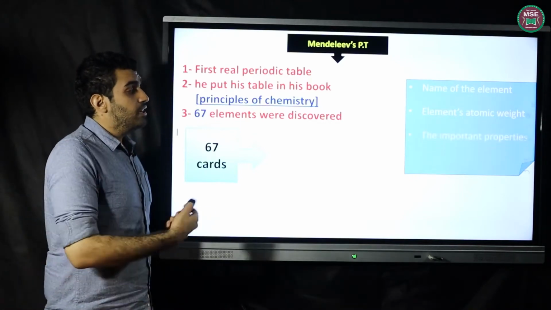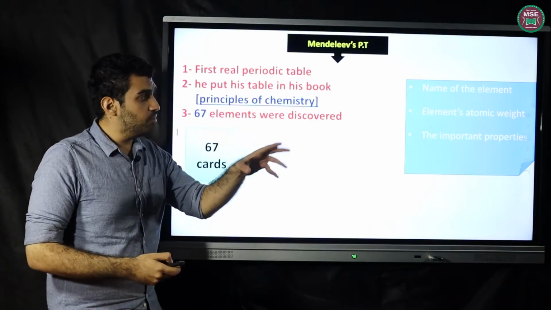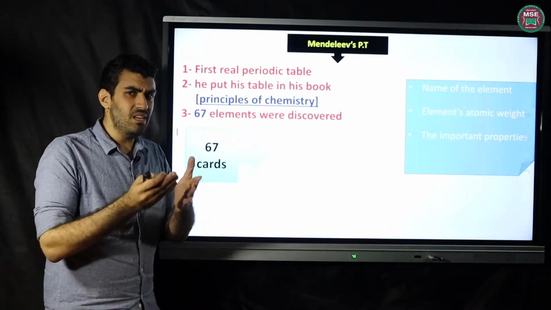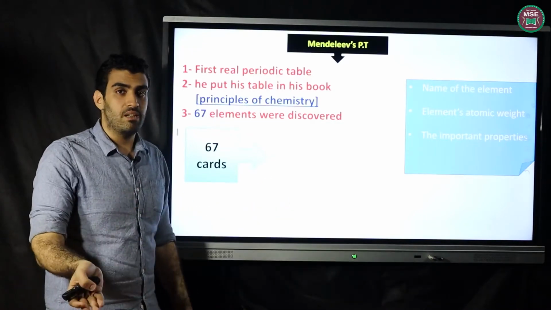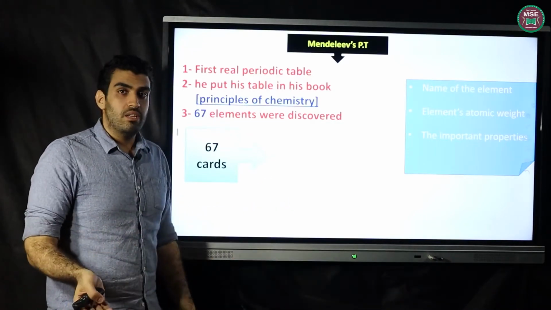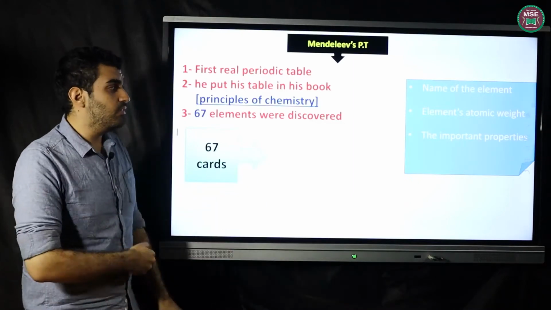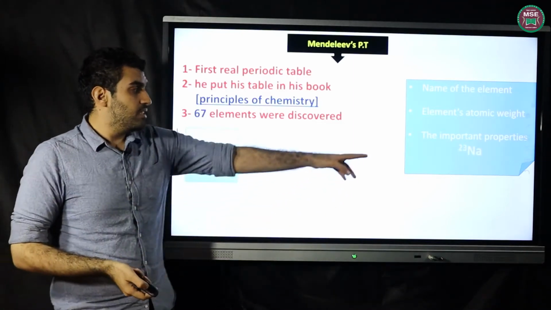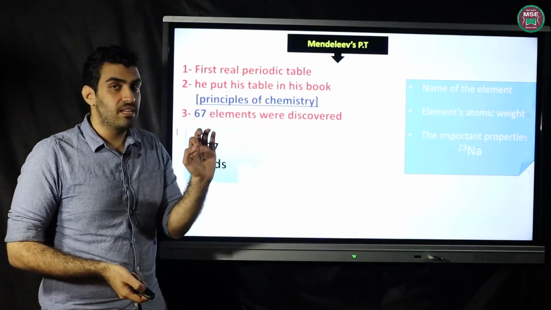Number 3, he wrote the important properties of elements. Some important properties like what? This element is shiny. This one is not shiny. Metal, non-metal, okay? Color, not colored. Dissolves in water, doesn't dissolve in water. All these are called the properties of elements. For example, he wrote the symbol and he wrote only the atomic weight, not the atomic number.